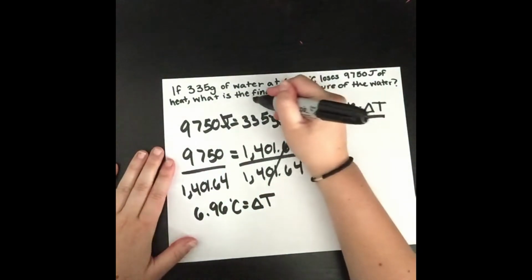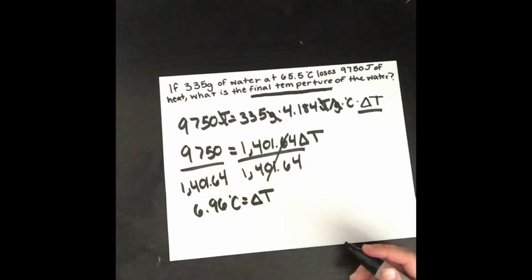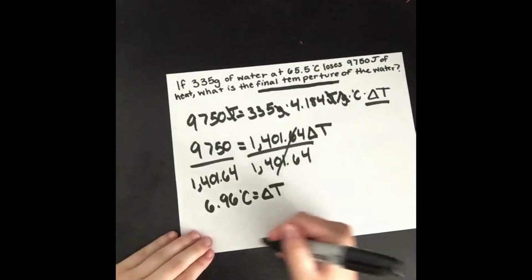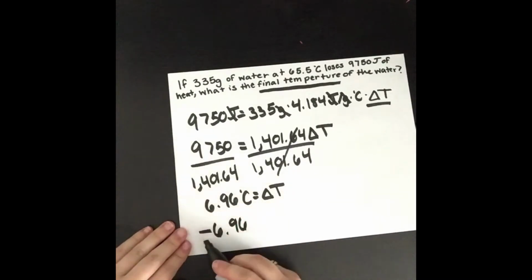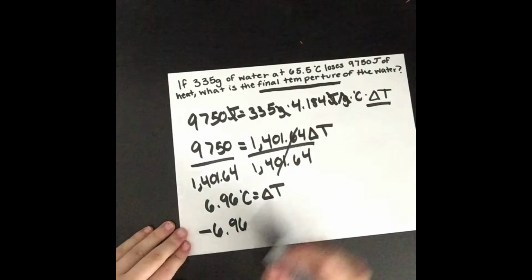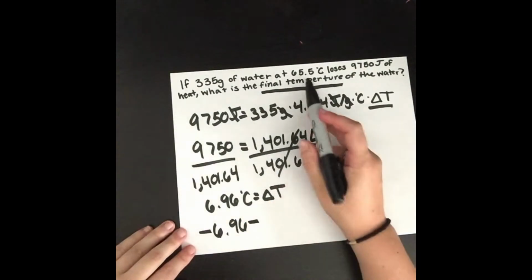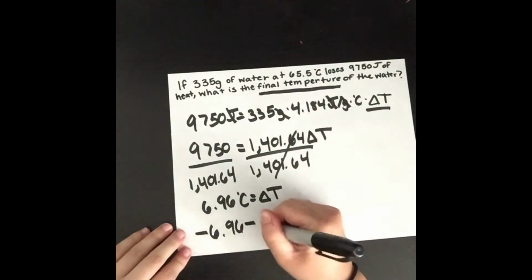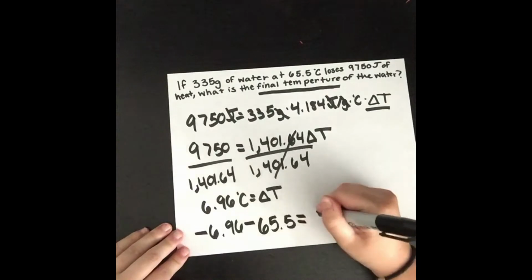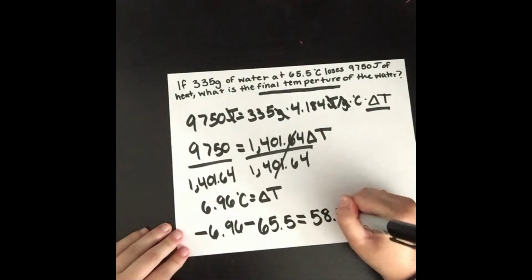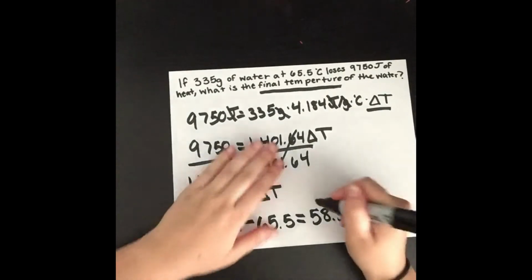We were asked to find the final temperature of the water. So remember, if it's final minus initial, we'll have to go negative 6.96. This is negative since we're losing heat, as it says here, losing heat. Final minus initial, 65.5 degrees Celsius, equals 58.5 degrees Celsius. So that is the final temperature of the water.